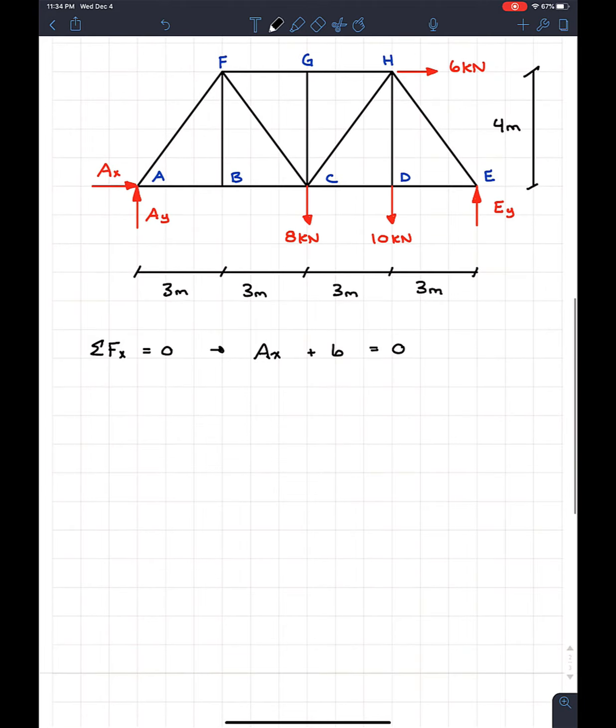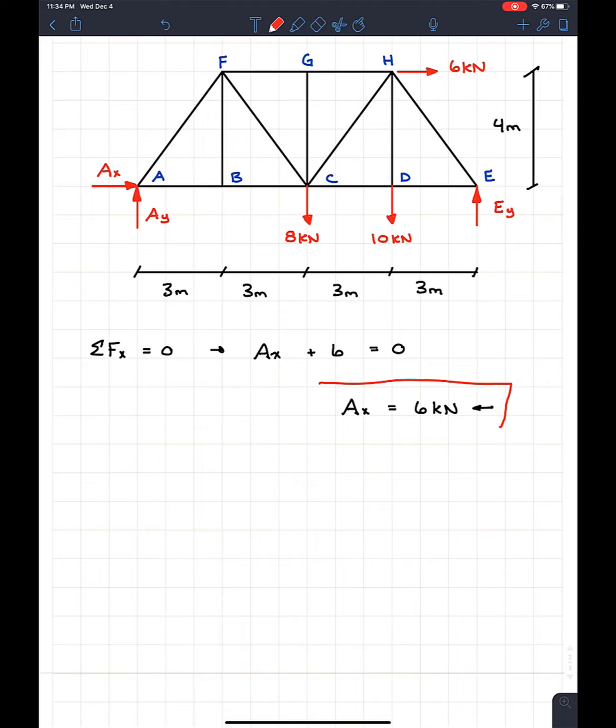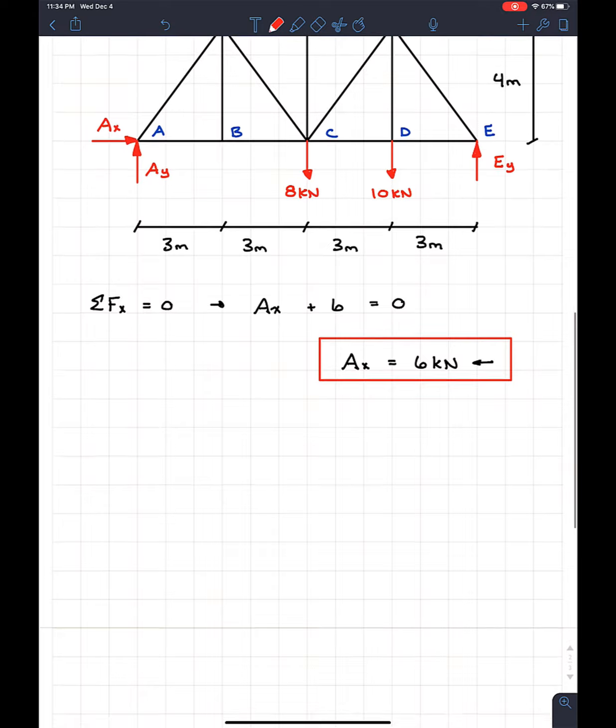When we solve this, we get AX is equal to negative 6. But we know that AX is not actually negative. It just means AX is 6 kilonewtons, but the direction is opposite of what we assumed. We assumed it's going to the right, but it's actually going to the left. So we're just going to put a little arrow there indicating it's actually going to the left. So there's the first one, nice and easy.